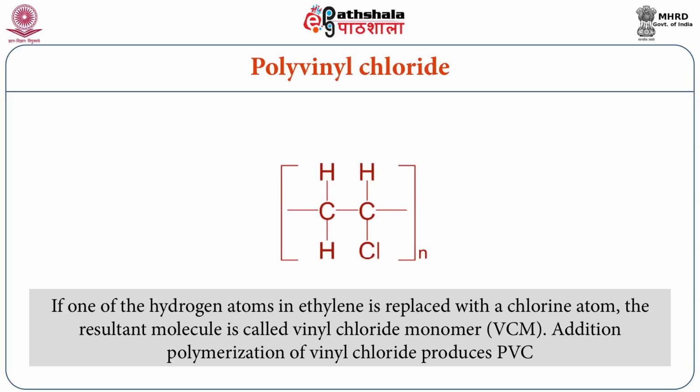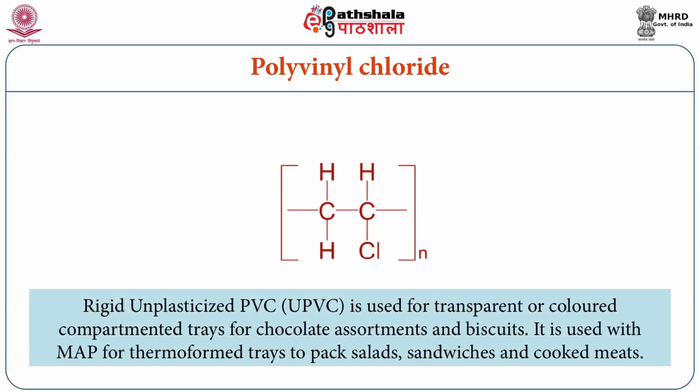If one of the hydrogen atoms in ethylene is replaced with a chlorine atom, the resultant molecule is called vinyl chloride monomer. In addition, polymerization of vinyl chloride produces polyvinyl chloride or PVC. Rigid unplasticized PVC is used for transparent or colored compartment trays for chocolate assortments and biscuits. It is used with modified atmosphere packaging for thermoform trays to pack salads, sandwiches and cooked meats.